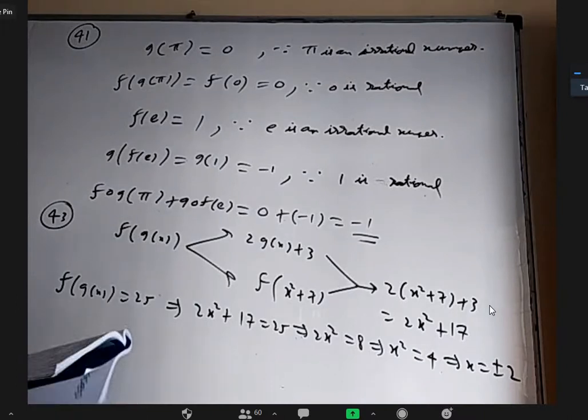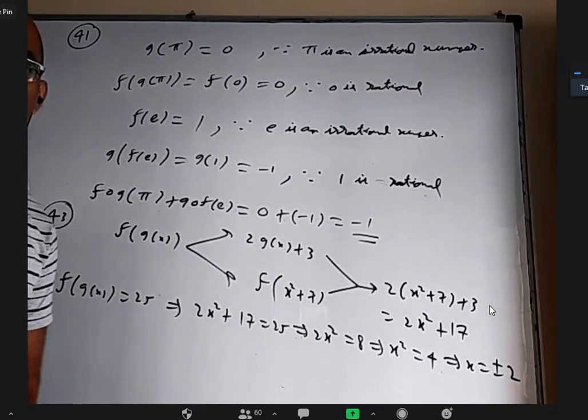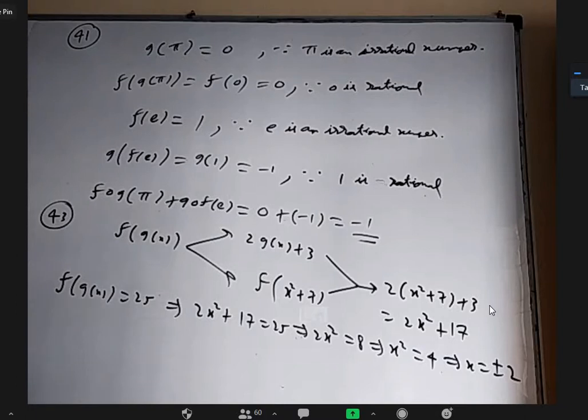Sir, rational means it can be written in the form of p by q, no, sir? Yes, correct. P by q, but p and q must be integers. Not that you write pi as pi by 1 and then say it is rational. Is that your doubt?